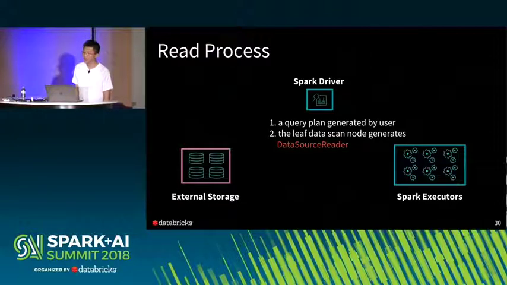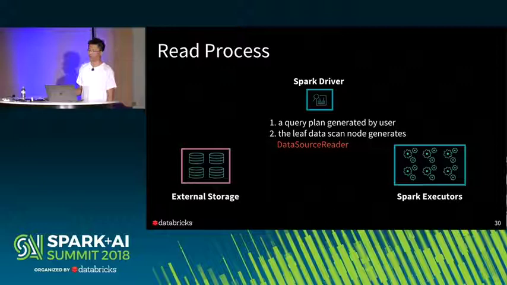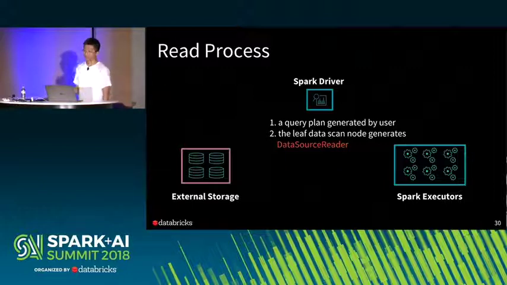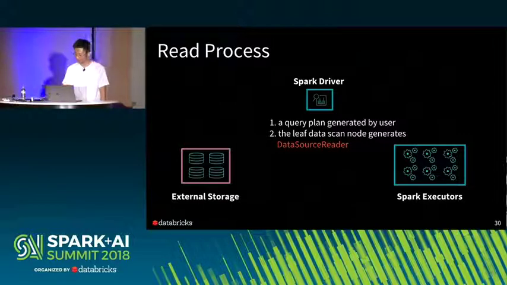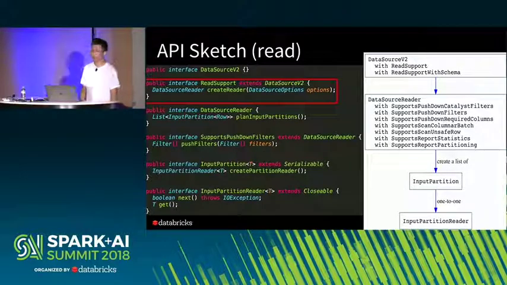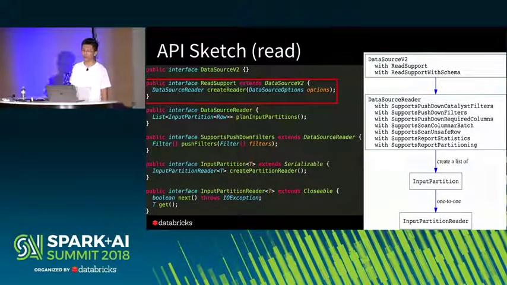First of all, on the Spark driver side, we will have a query plan, which may be generated from a SQL statement or a DataFrame API. The leaf node of the query plan should be a data scan node. In this node, during analysis, we will create a data reader, which is the root interface of the read side. And this logic is implemented by ReadSupport.createReader, which takes end user options.